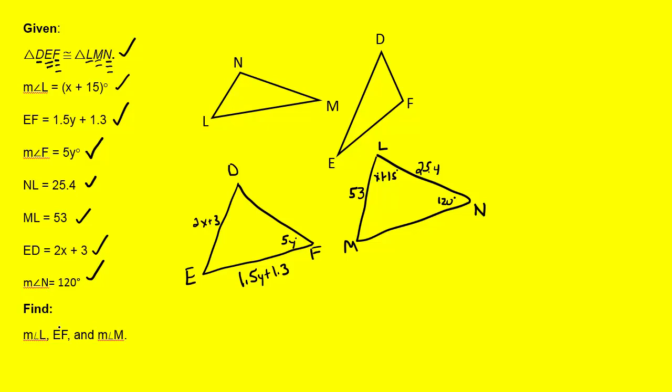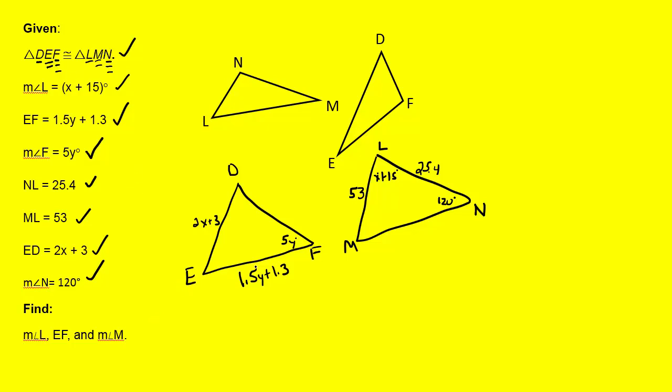And now it says here we have to find these three things. So I'm going to look at pretty much what corresponds. And remember, the definition of congruent triangles means any corresponding angles will be congruent, meaning they will have the same measure. Same applies to the corresponding sides. Sides in the same spots will have the same length. Again, that's what it means for two triangles to be congruent. So I'm going to use that to help me solve this.